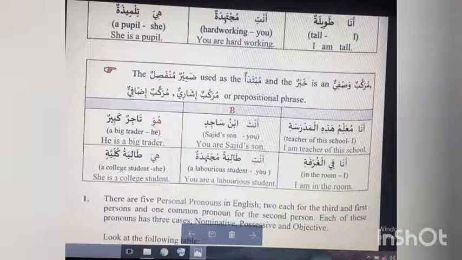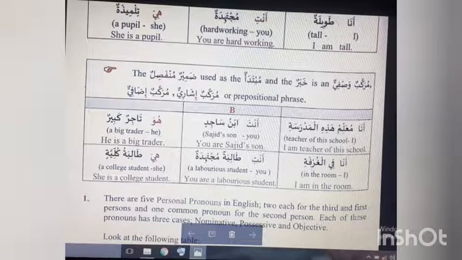هو تاجر كبير. He is a big trader. He is a famous trader. هو ضمير منفصل for third person singular. تاجر كبير. تاجر is موصوف, منعوت. كبير is صفة, adjective. تاجر كبير. So here we say هو is مبتدأ, ضمير منفصل. تاجر كبير is an adjectival phrase, مركب وصفي.